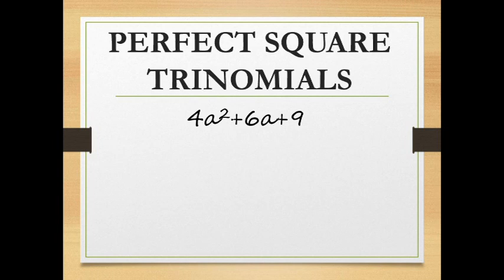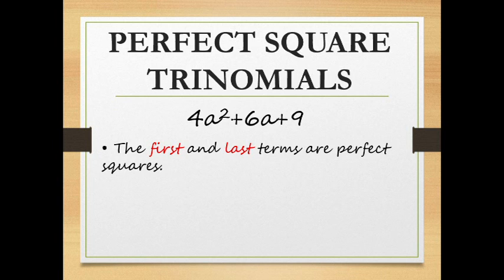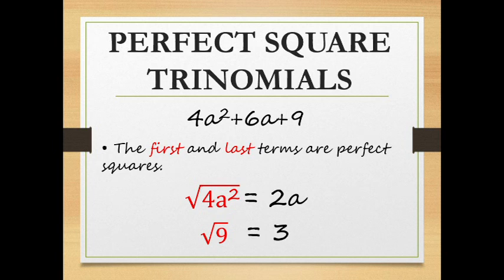Try naman natin ang isa pang trinomial na ito. 4a squared plus 6a plus 9. Una nating dapat alamin ay kung si first term at last term ba ay perfect squares. So, kukunin natin yung square root ni 4a squared at ni 9. Anong square root ni 4a squared? Tama, it's 2a. How about 9? Alright, it's 3. Kung mapapansin nyo, wala kayong makikitang decimal point. So, ibig sabihin, 4a squared and 9 are perfect squares.